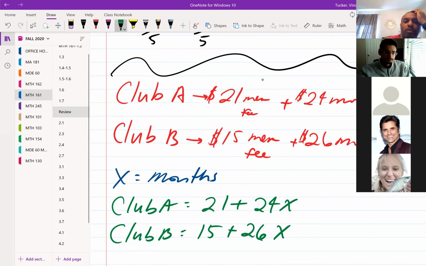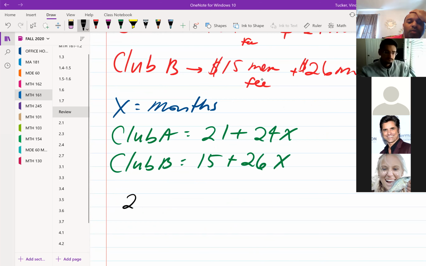All right, any questions on the setup? Make sure we're okay. Once again, if you want to see the words, you can hit the chat and see what your classmate put up. All right, so now it says, after how many months will the total cost for each health club be the same? So the key phrase in this is the same. That means you want to know, when is Club A going to be equal to Club B? So you go ahead and set both pieces equal to each other, excuse me, and solve.